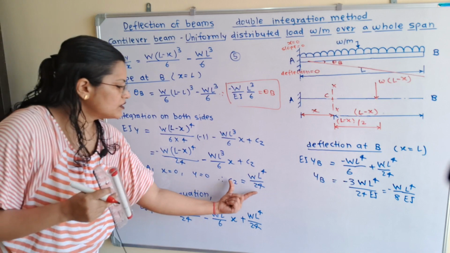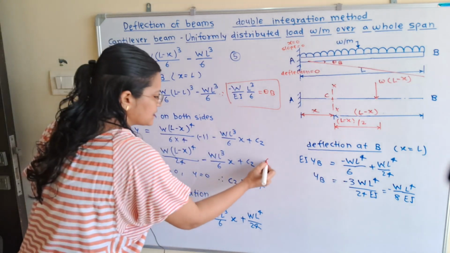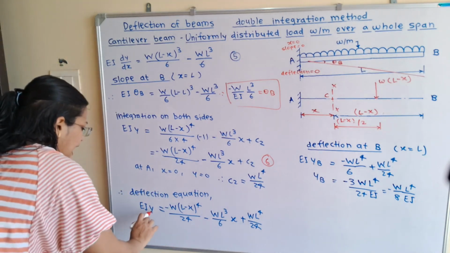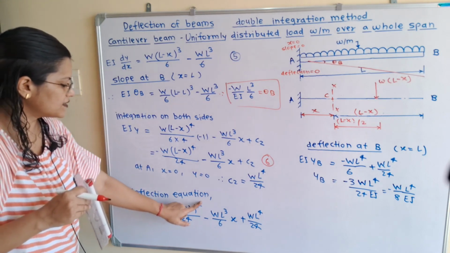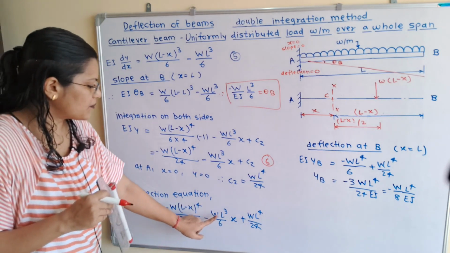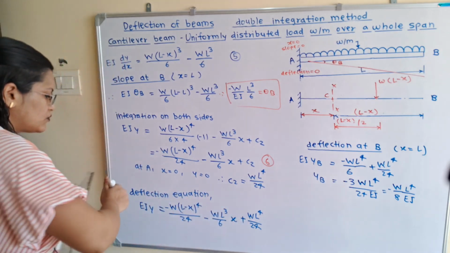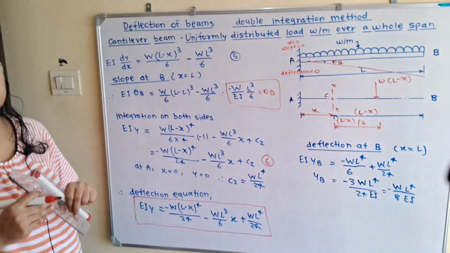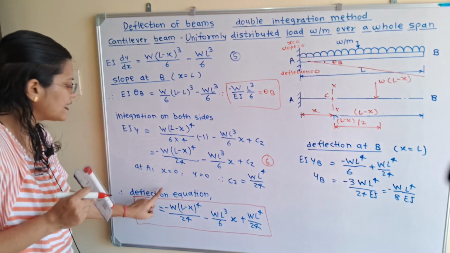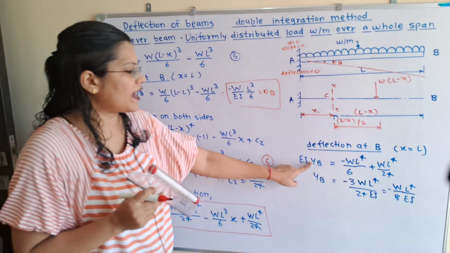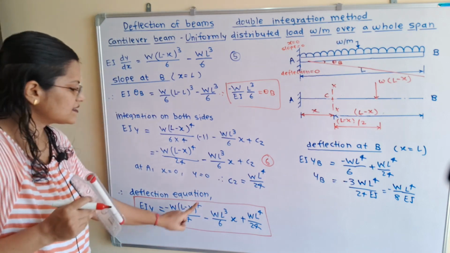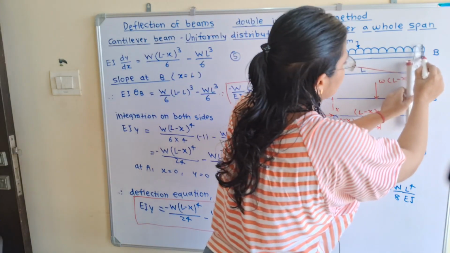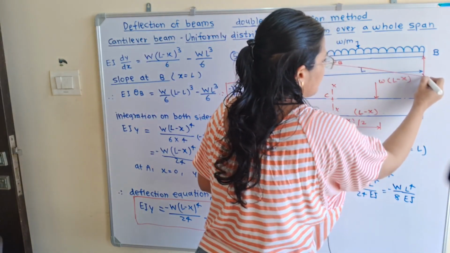Now we will put this value of C2 in the equation number 6, and we will get the deflection equation. So I will make the bracket, and it is EIY is equal to minus WL minus x raised to 4 by 24 minus WL cube by 6x plus WL raised to 4 by 24. Now we will find out deflection at end B. So this Y indicates the deflection. So instead of Y, we will write YB. And at end B, value of x is equal to L. So instead of x, we will put the L. So here we will show the deflection at end B is known as YB.